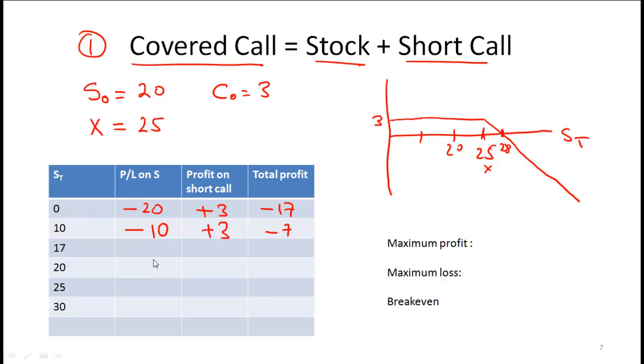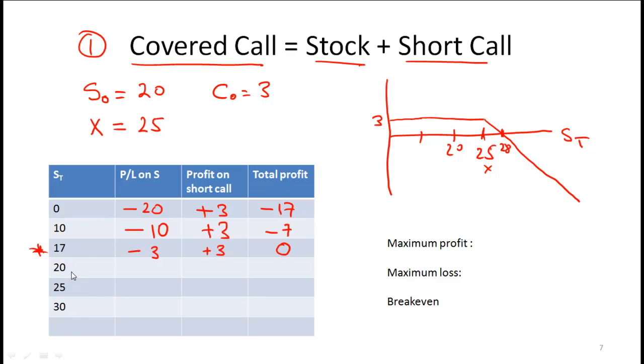What if the stock price is at 17? Then our loss on the stock is 3. Our profit on the short call is also 3. So our total profit is 0. So as we will see very shortly, 17 is clearly a break-even point. What if we go beyond the break-even point?